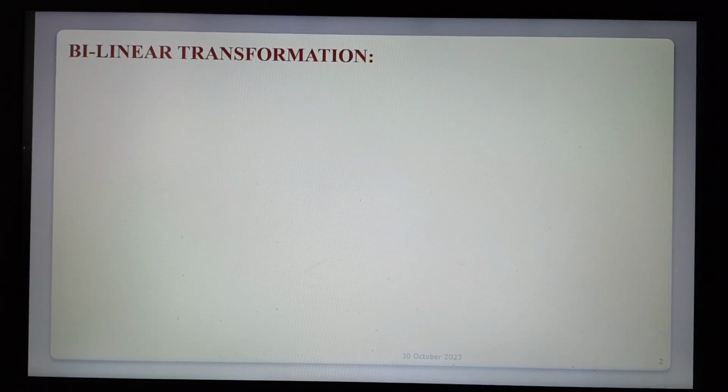Hi students. Okay, today in this lecture the topic we are learning is bilinear transformation. In the previous lecture we completed conformal mapping definitions and some problems on translation, magnification, rotation and inversion. So now, bilinear transformation. First, see the definition of bilinear transformation.